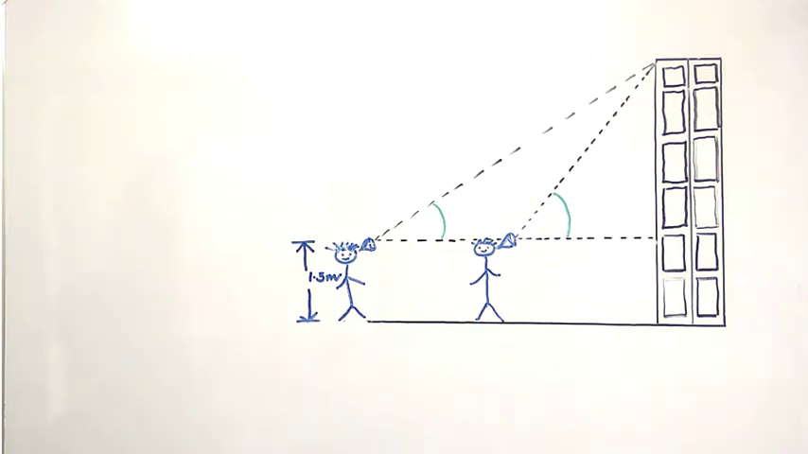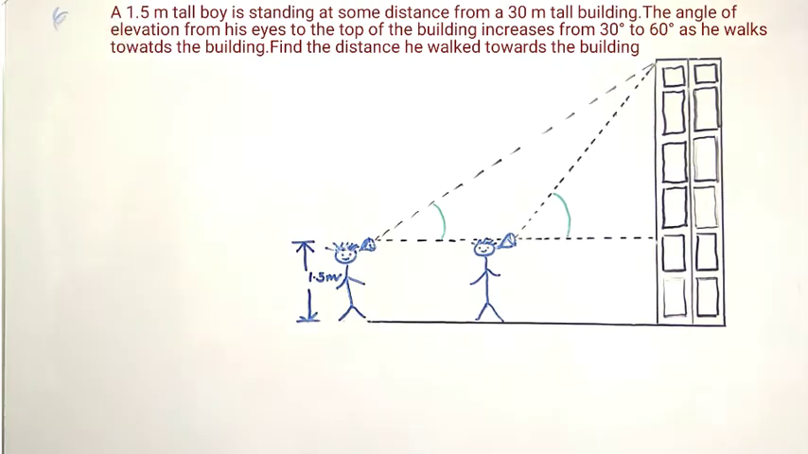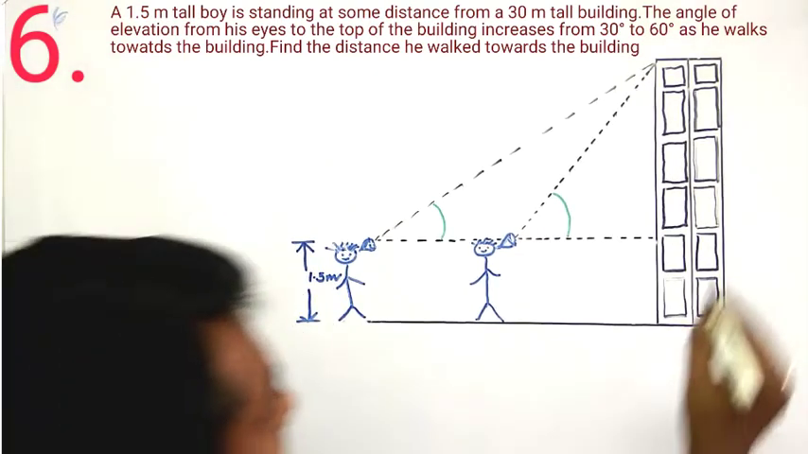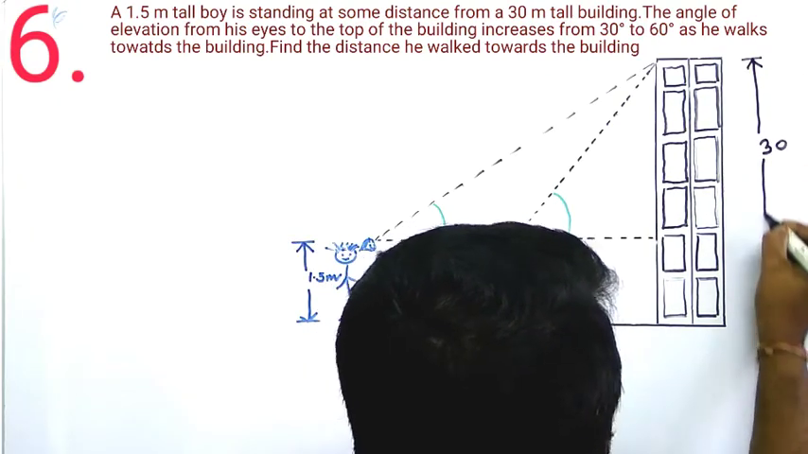Today we will start question 6 of exercise 9.1. Here you can see what is given. A boy who is 1.5 meters tall is standing at some distance from a 30 meter tall building. So the height of the building is 30 meters. That is what we have.